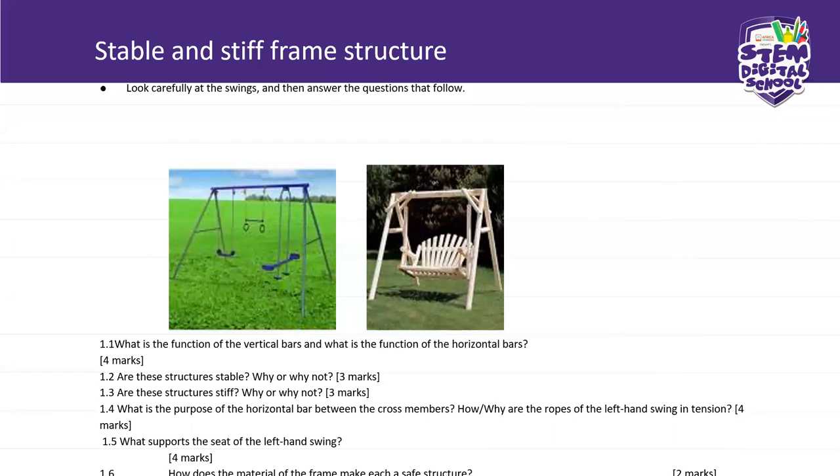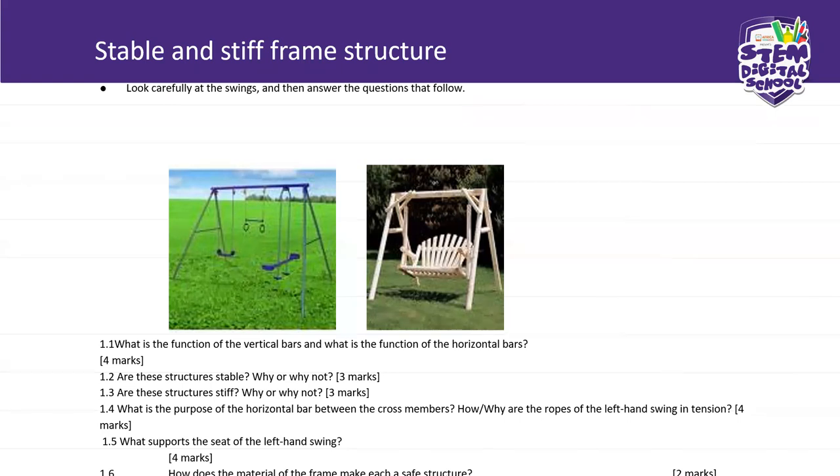Ma'am? Yes, Lesedi. Ma'am, that horizontal beam, that horizontal bar is called a tie beam. Thank you very much. And what is the function? I think the function is to hold the swing up. Yes. It is holding the swing because the swing is attached to the tie beam in this case.